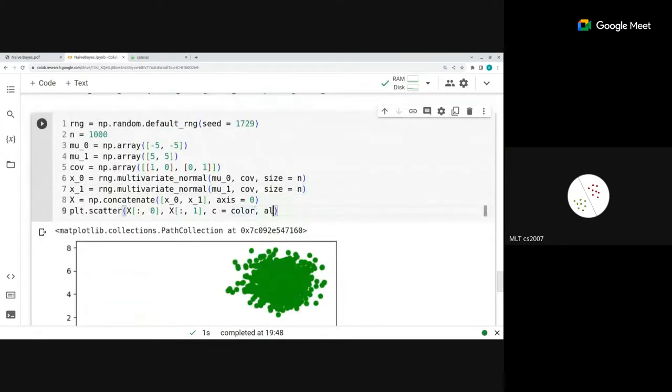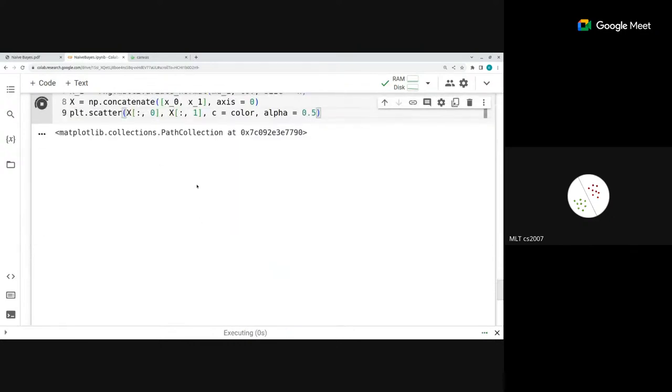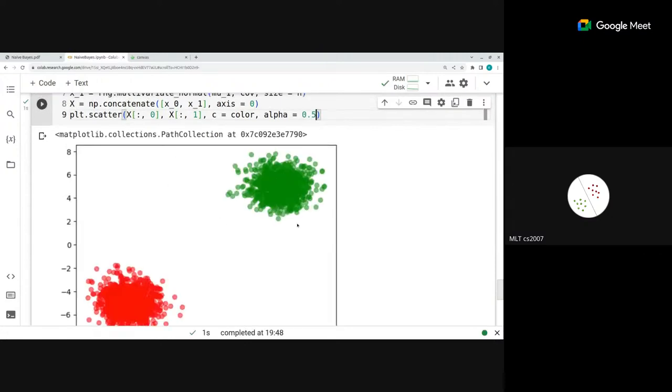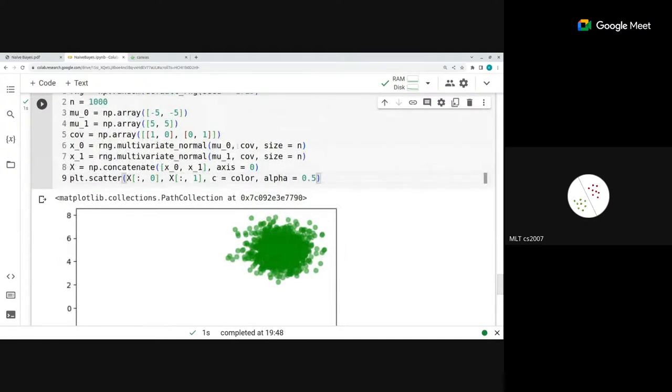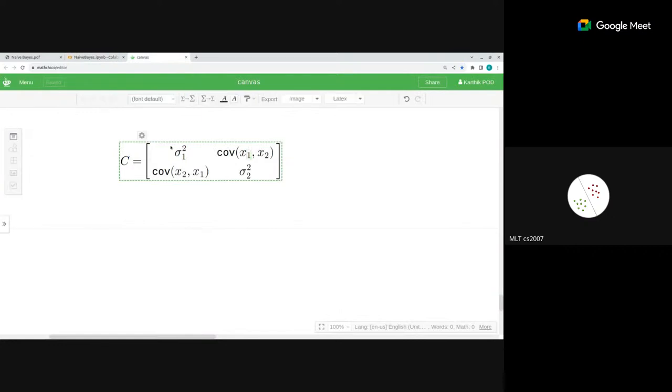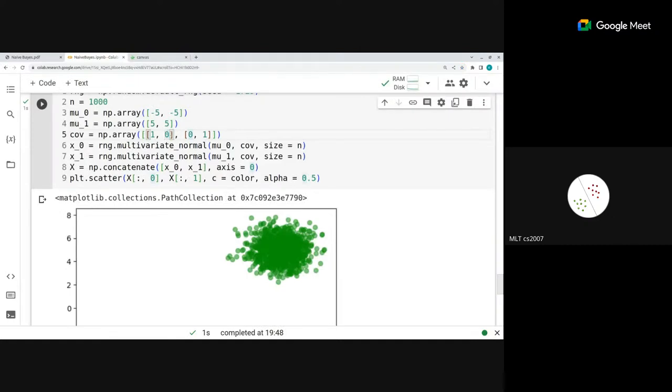This is just to make the graph look slightly cleaner, not so dense. What we have done is we have used the same covariance matrix for generating both the data sets, or rather both the classes, right? Now I'll show you what happens when we increase this correlation term. Currently this is 1, this is also 1, this is 0, this is 0, right? Now let me show you what happens when I change this to 0.8 and 0.8.